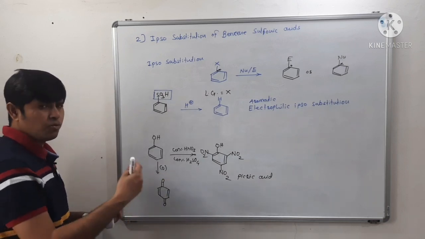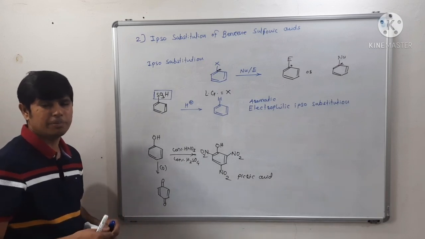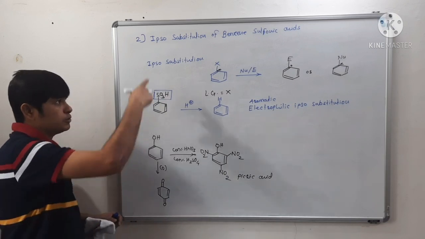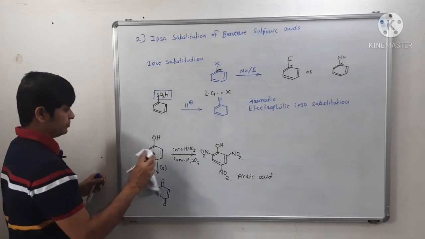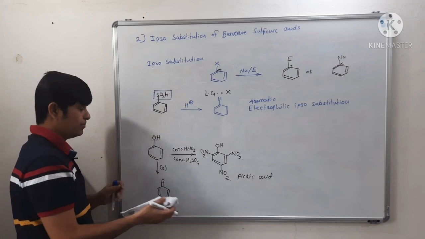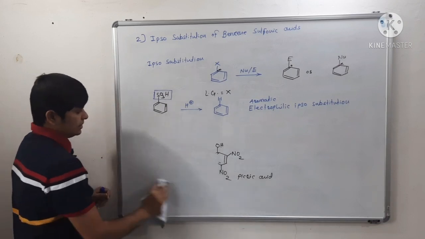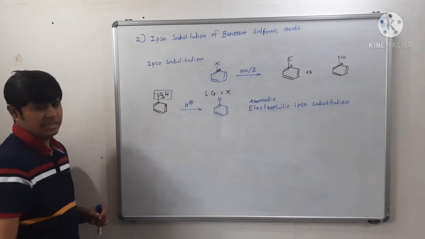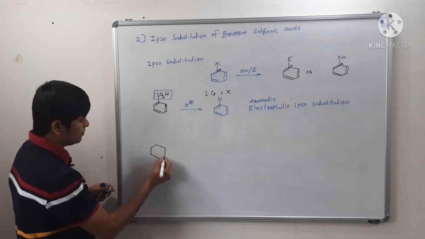Hence, if we want more picric acid from phenol, we have to use the ipso substitution method of benzene sulfonic acid. Let us see that. Have you understood the difficulty in nitration of phenol? So how is phenol nitrated to get picric acid by using this strategy? This is what we have to see. So we will write phenol here.